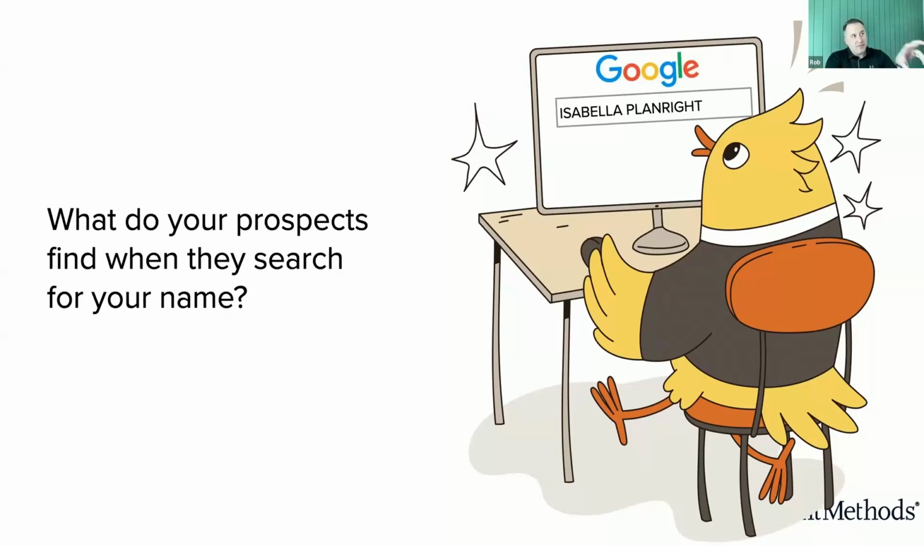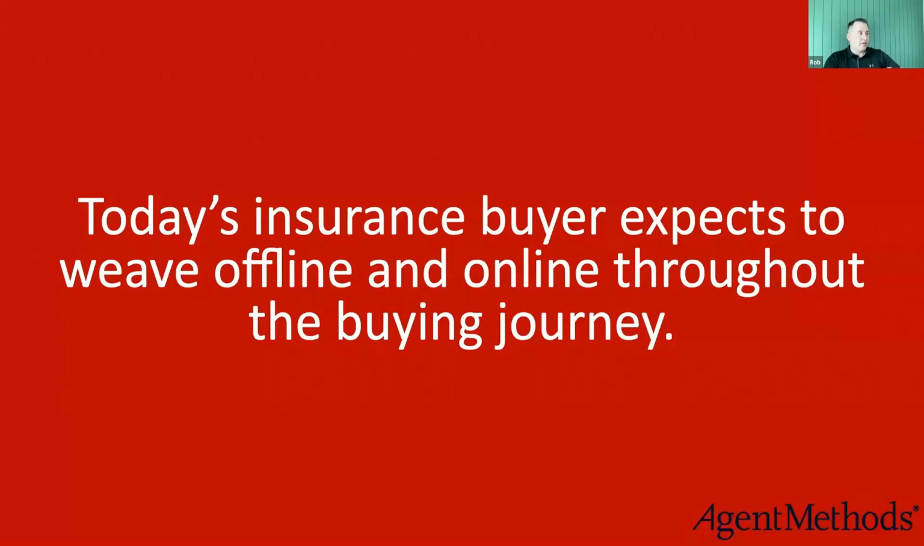Because the thing is, if Cluck here didn't feel good about Isabella Planwright after what he saw online, you're losing that referral. So all that work you put in with John, taking care of John's needs, making sure John was happy with the service that he got to refer people to you, is going to be lost by a simple Google search. So I want to make sure we're addressing that, right? Because when we look at people today, really what they want to do is meld both offline and online throughout the entire buying journey, right? Today's consumers want the convenience of online, but they also want that personal touch that agent is there for them when they need them.